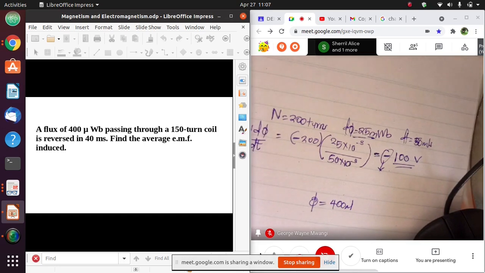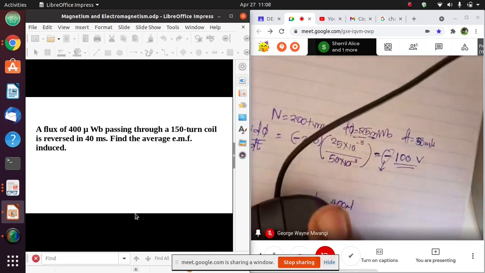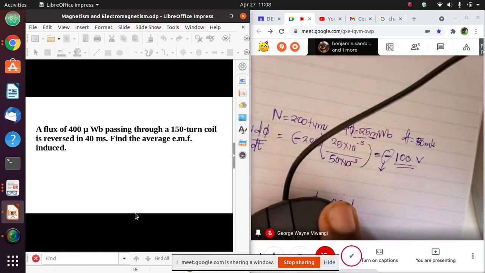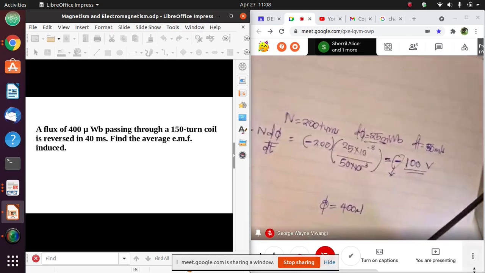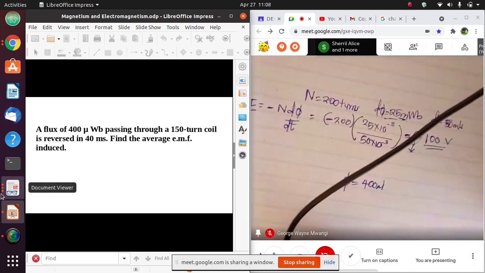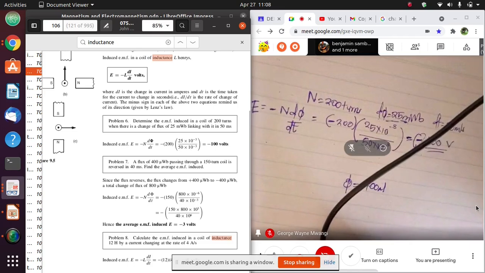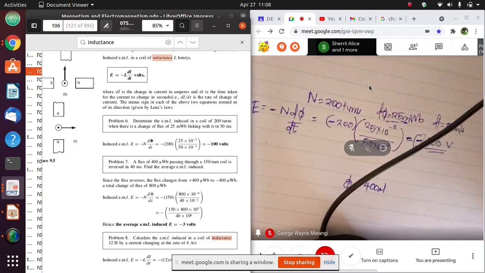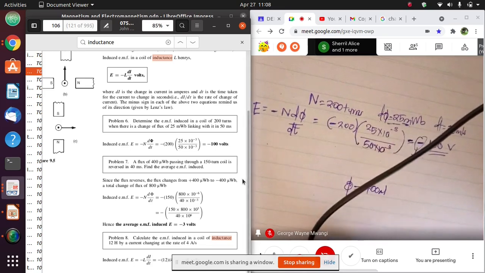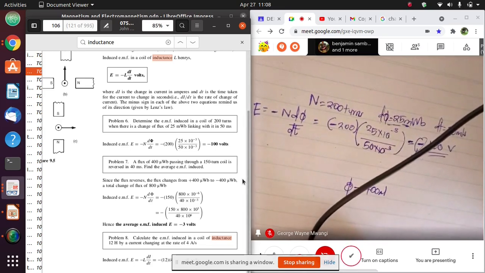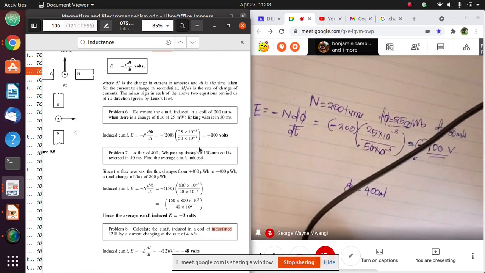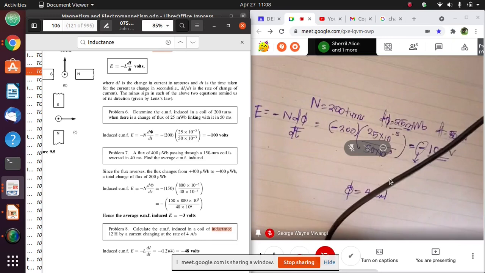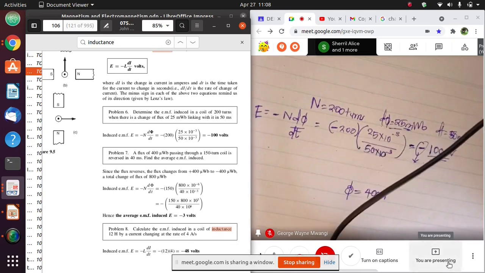Now, we've been told that a flux of 400 microweber passing through a 150 turn coil is reversed in 40 milliseconds. So find the average EMF induced. I'll give you a minute to write down that question. Have you written?